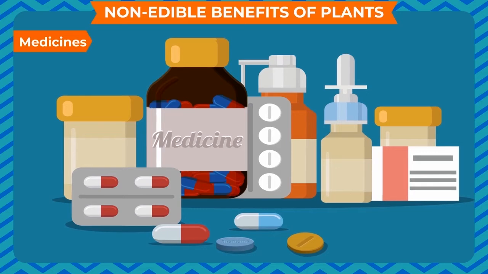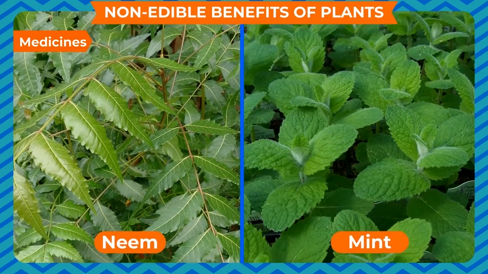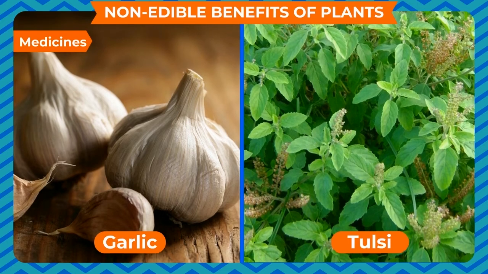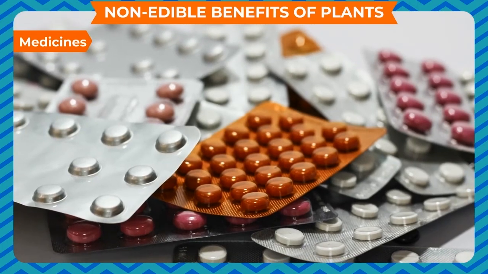Medicines. Plants such as neem, mint, garlic, tulsi, etc. are used to make medicines to cure diseases.